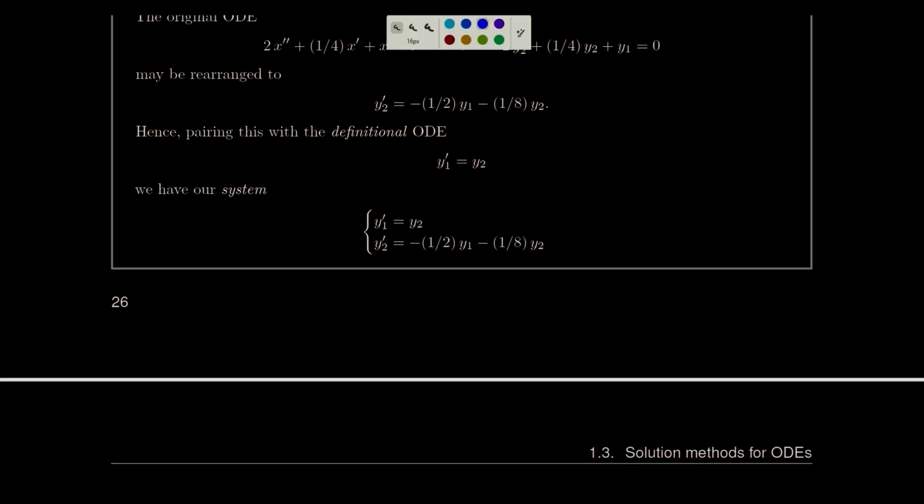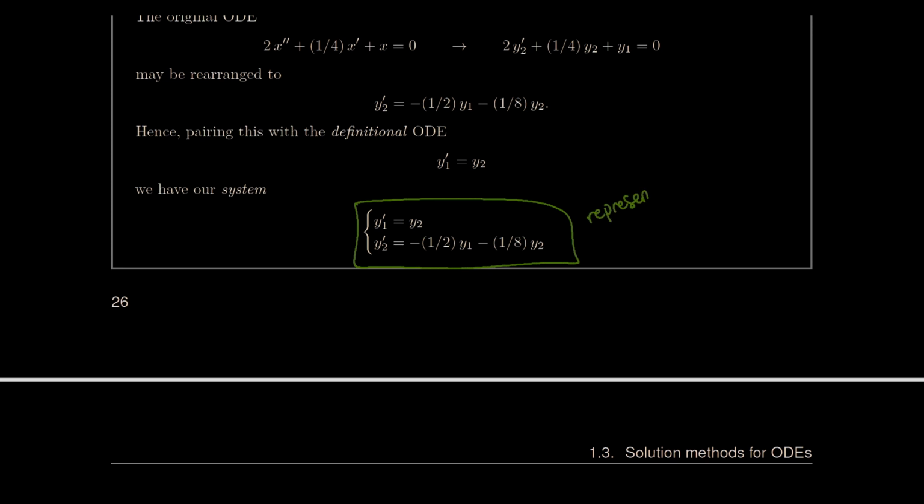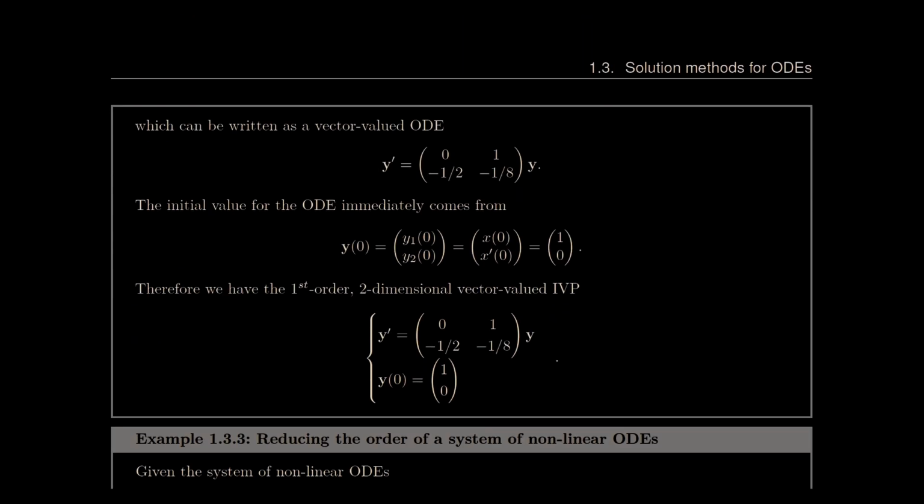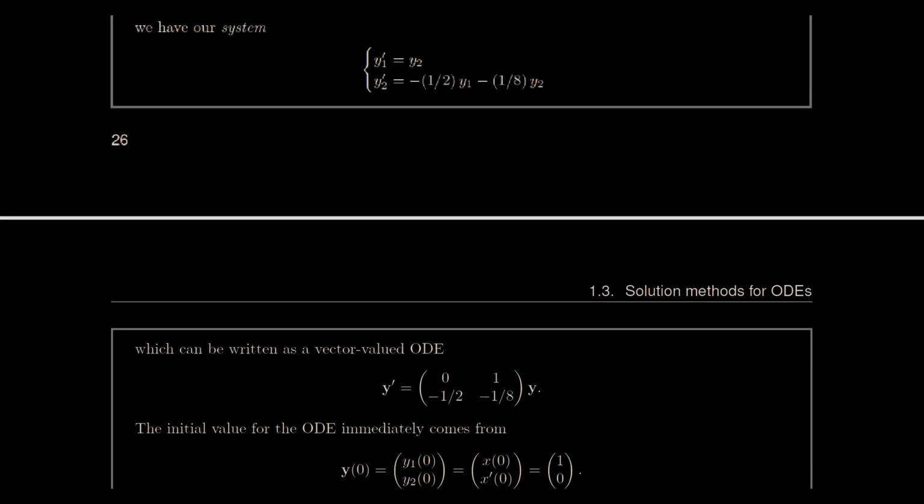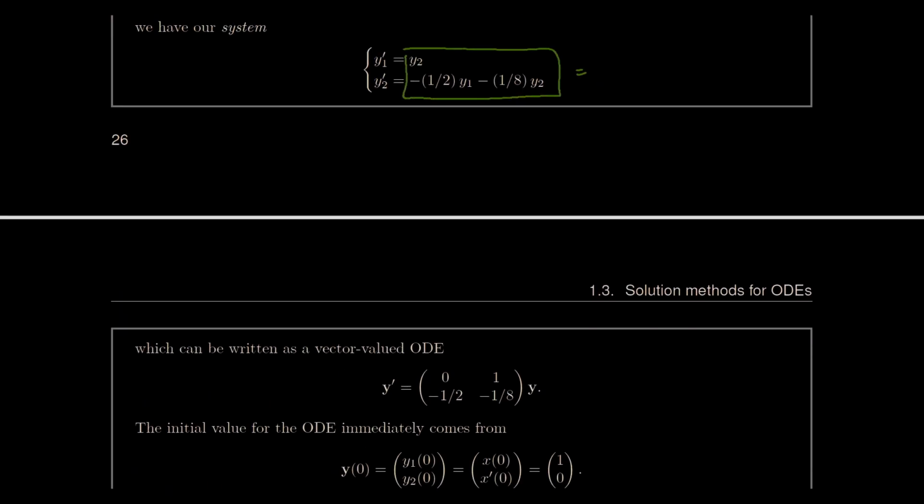We can in fact represent this. Let's represent it with a matrix and vector y. Okay, so if we represent it with a matrix and vector y, we get the following. One derivative on y is the matrix. Let's see where this comes from. What are the coefficients here? The coefficients are 0 y1 plus 1 y2, minus 1/2 y1 minus 1/8 y2.